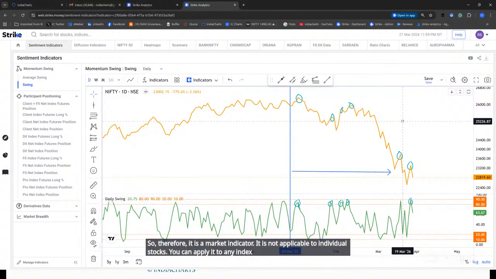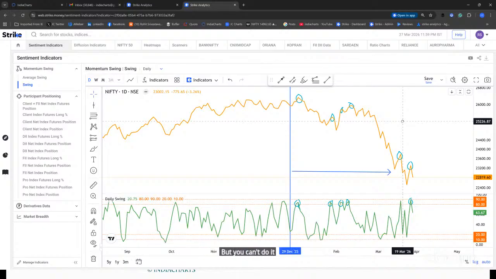You can apply it to any index. So people may say, oh, no, I don't want to trade Nifty, I want to trade Bank Nifty. Yes, you can do that. But you can't do it on Reliance. Okay, fine, thank you. So it is a market indicator meant to trade indices, basically.